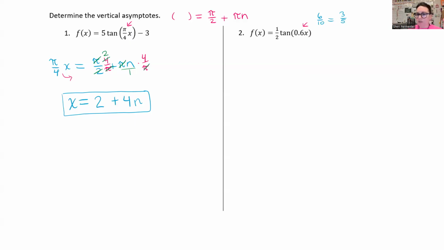The next problem, let's do the same thing. So we're going to change it to 3 over 5x is equal to pi over 2 plus pi n. And again, we want to isolate the x, and to isolate the x, what do I do with this fraction? Yeah, I'll multiply by the reciprocal. So I'm going to bring that over and simplify it on my paper. I want you to do it on yours, and let's make sure that we come up with the same thing.